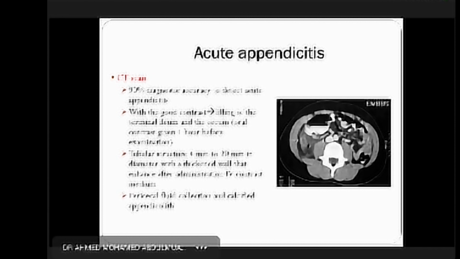You can see some collection here, a little bit already in this patient, indicating there is also a complication of fluid collection at the pericecal area. So CT scan will show all the detail.